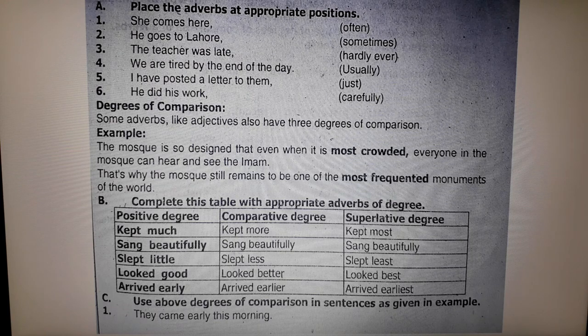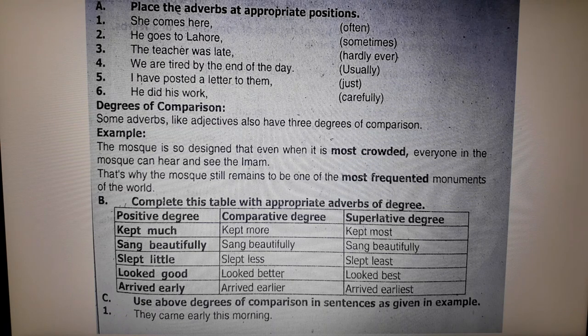Now, degree of comparison. Some adverbs like adjective also have 3 degrees of comparison. For example, the mosque is so designed that even when it is most crowded, everyone in the mosque can hear and see the Imam. Most crowded is the superlative degree. That's why the mosque remains to be one of the most frequented monuments of the world. Now you see in exercise B, positive degree, comparative degree, and superlative. These are the 3 degrees. Kept much, kept more, kept most. Much, more and most are the degree levels.